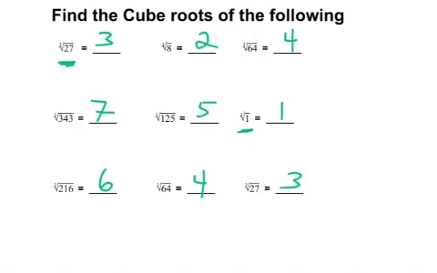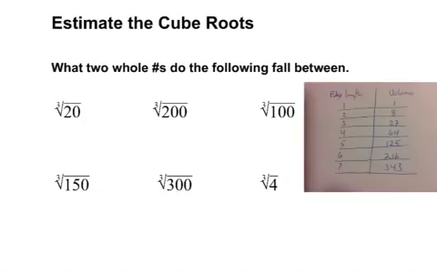So finally, let's take a look at the last section here. This is probably the most difficult part. So here, just like we did with squares and areas, we want to estimate. So they're not perfect cubes. We want to estimate the value that the answers would fall between. So take a look at the first one.